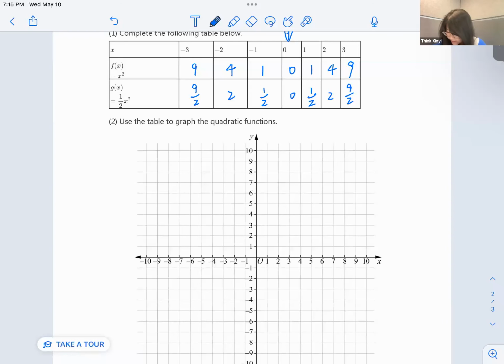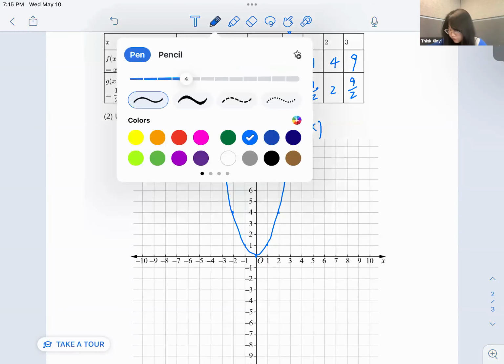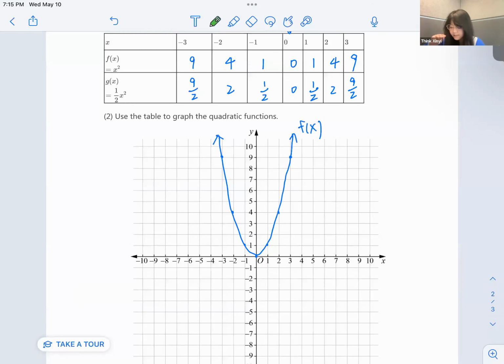So first for f(x), we have -3, 9, and -2, 4, -1, 1, and 0, 0, the origin, and 1, 1, 2, 4, and 3, 9. Okay, so we connect them. So the blue line is for f(x). Let me change to another color for g(x), okay?